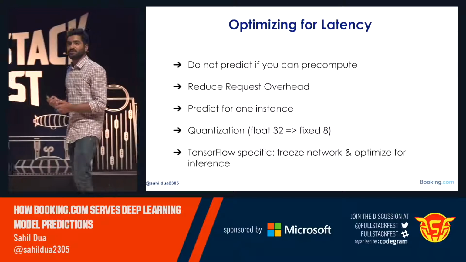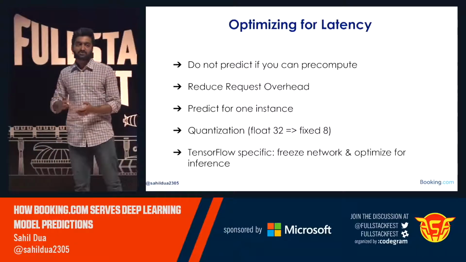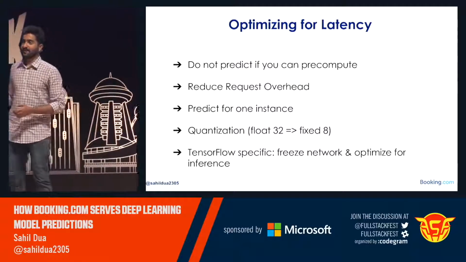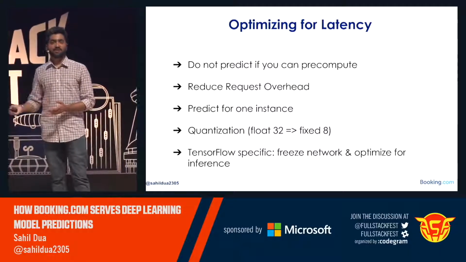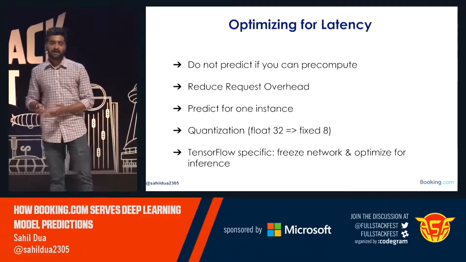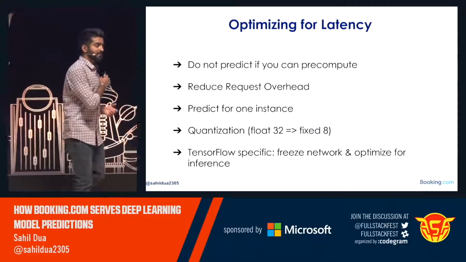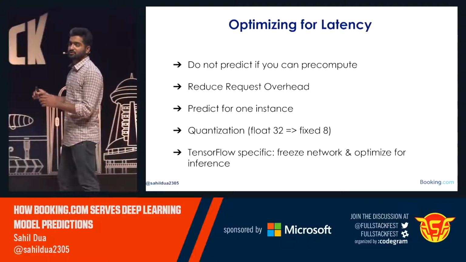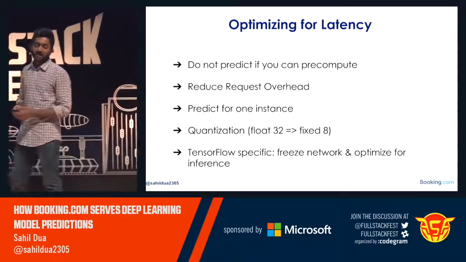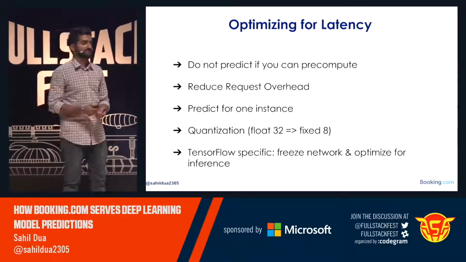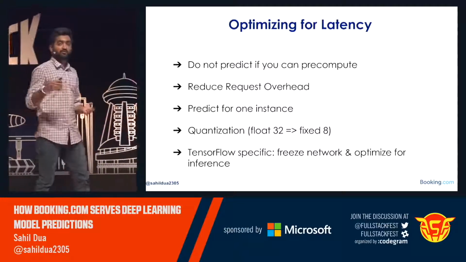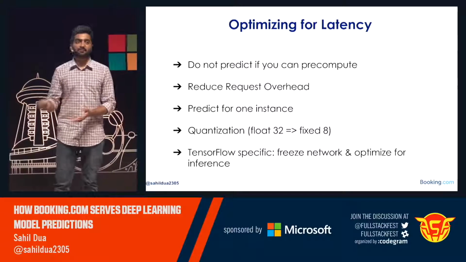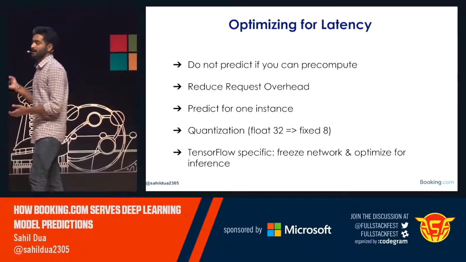And then there are some TensorFlow-specific things, which really depends on what library you use. You use TensorFlow, so there are some techniques like freezing the network, which means there are some TensorFlow variables in the computation graph, and we can change those variables to a constant so that there is less overhead when we try to compute. And the next thing is we optimize for inference, which means we remove all the unwanted nodes from the computation graph so that we don't really compute unnecessary things that we don't need in order to predict something.